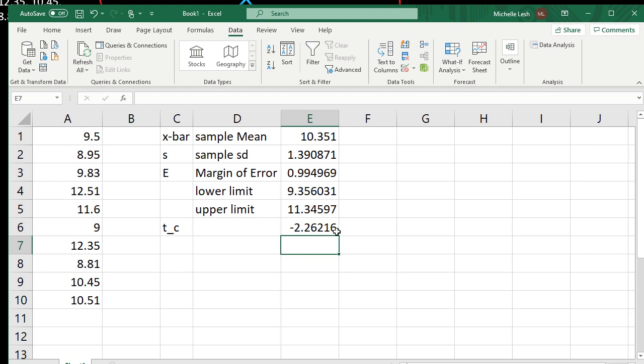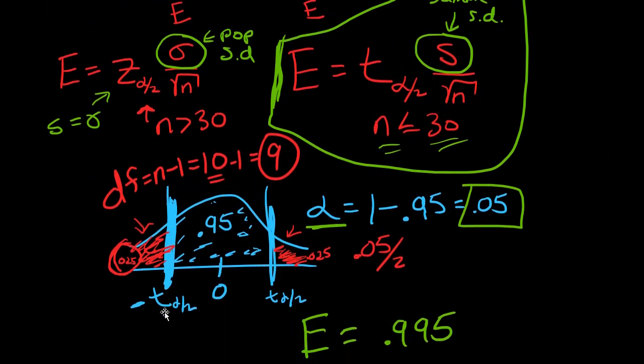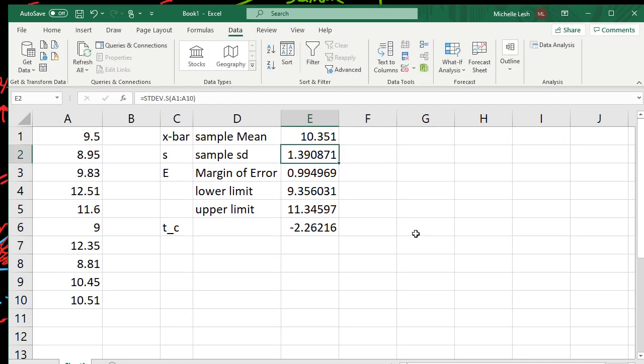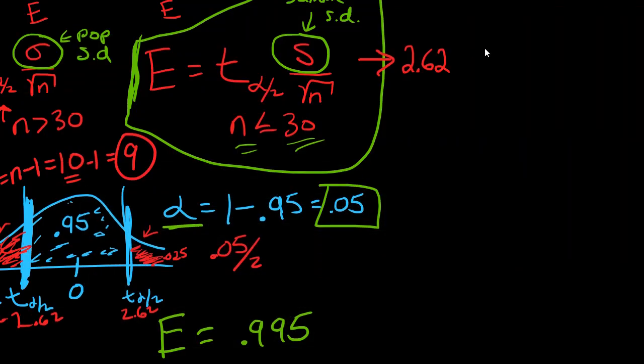Negative 2.26, right? We'll just round to 2 decimal places. Negative 2.26. So like I said, this guy's negative, the guy that we just calculated, it was negative 2.26. So the positive version is just positive 2.26, right? So if I wanted to calculate E, I would plug in 2.26 for T, okay? S, the standard deviation, right? What was our sample standard deviation? 1.39. So I would say times 1.39 divided by the square root of 10. The sample size is 10.